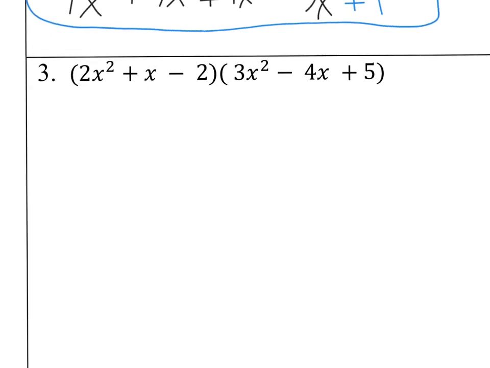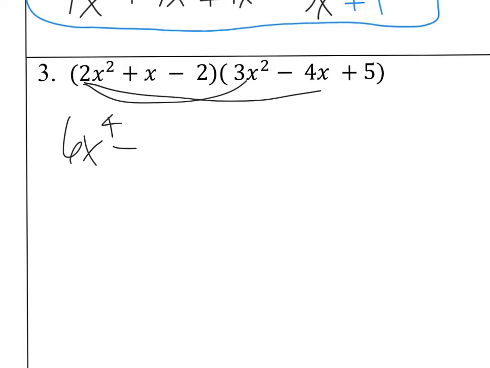Number 3. Basically, there's no special trick to this. Just distribute, multiply the big numbers, add the little numbers, add your powers. So do 2 times 3, that's 6, and then do 2 plus 2, and that's 4. So x squared times x squared is x to the fourth. Now do 2x squared times a negative 4x, so 2 times negative 4 is negative 8. X squared times x, that will be power of 2 plus power of 1, which is power of 3.